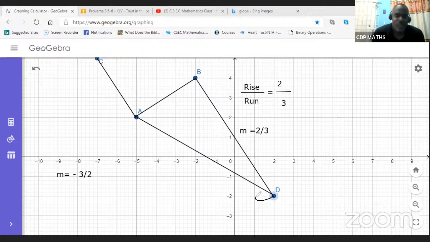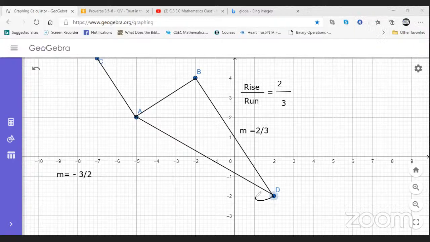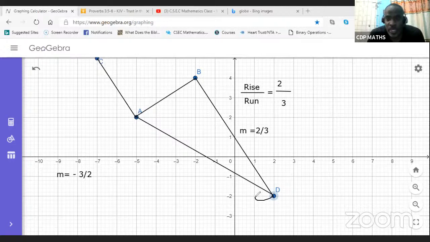Thank you very much. So the run is 4 and the rise is 6. So negative 4, negative, sorry, 6 over negative 4. All right. So the answer would be negative 6 quarters, or anybody want to break that down for me, please? You could reduce it into smaller fractions there, into lowest term, if you wish.